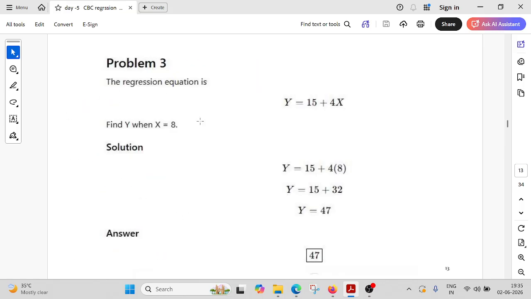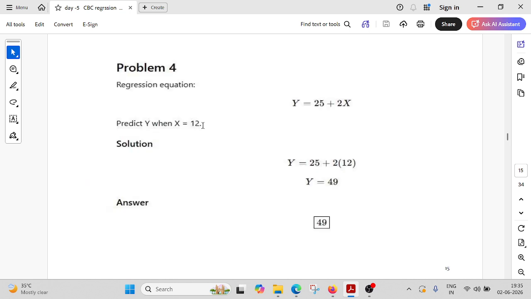Next, going to problem number 4. So what is the problem? I think the same, but here the x value is given as 12. I had taken a similar problem, the third problem, in the same way. The regression equation is given, and they ask to predict y.